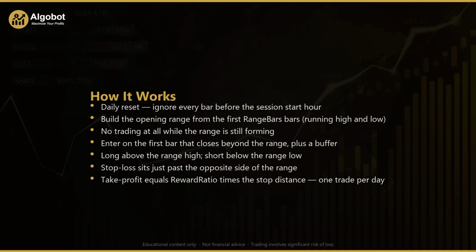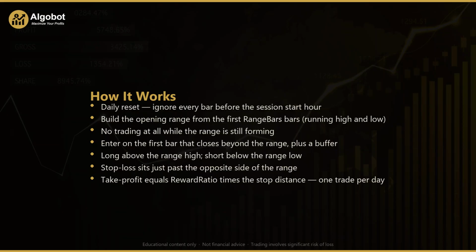Now the strategy enters its hunting phase. It watches for the very first bar that closes decisively beyond the range. To avoid being tricked by a marginal poke, it adds a buffer, calculated as a fraction of the range size. If a bar closes above the range high plus the buffer, the EA signals a long. If a bar closes below the range low minus the buffer, the EA signals a short. It takes only one trade per day, and only while the clock is still inside the trading window before the session end hour. Now for risk management, which is where this strategy is rather elegant.